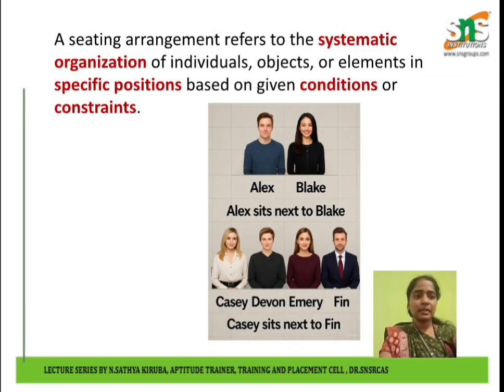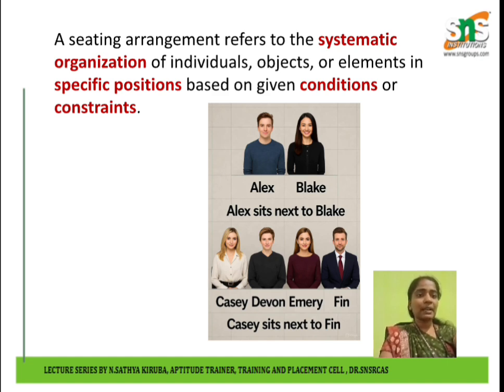Some of the basics: a seating arrangement refers to a systematic organization. Whenever you enter a place or a hall, you have a number of seats. If you are told to sit anywhere, there is no systematic organization. But if a person tells you to sit next to this person, or sit at the right corner of the third row, that is a systematic organization.